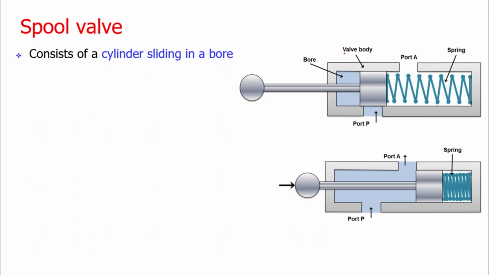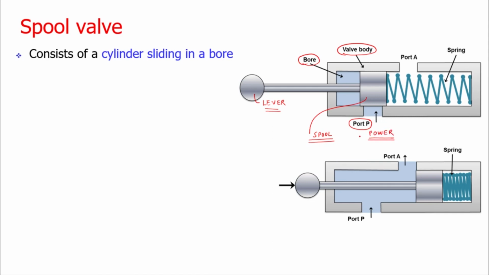So this is a valve body. The valve body is having a bore, and inside the bore a spool is mounted. The spool is having the lever, and that lever is being operated by a variety of actuation methods. The valve body is having the ports. The port P is the power port.